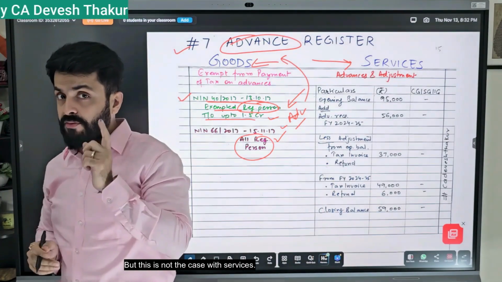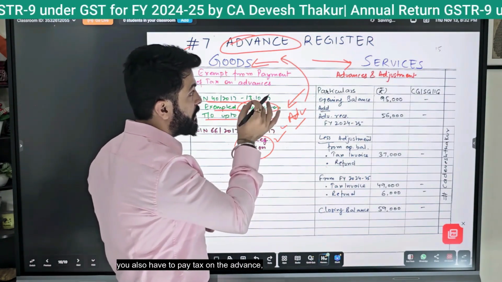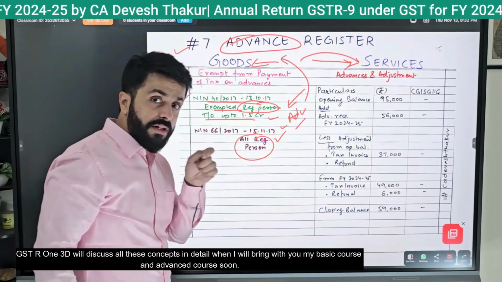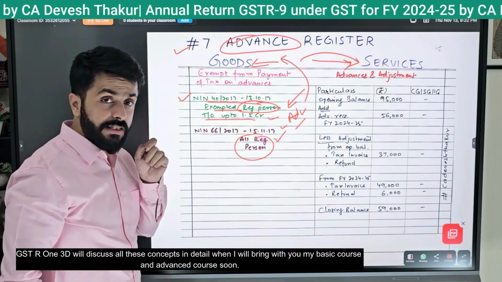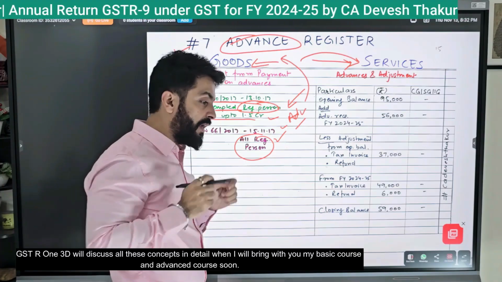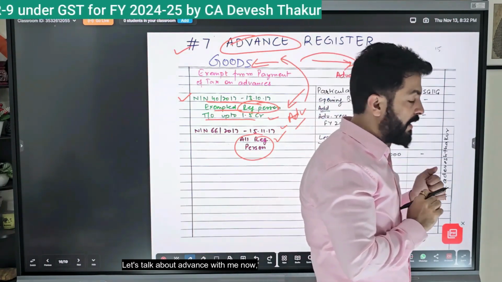But this is not the case with services. In the case of services, you also have to pay tax on the advance, which you show in your GSTR-9. GSTR-13D, I will discuss all these concepts in detail when I bring my basic course and advanced course soon. Stay tuned! Let's talk about advance with me now.